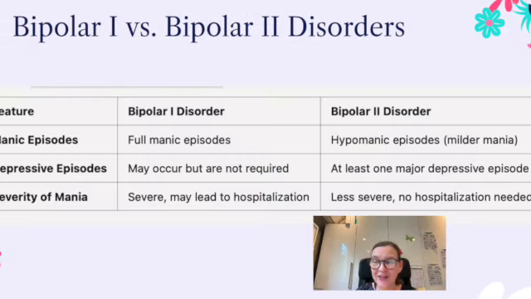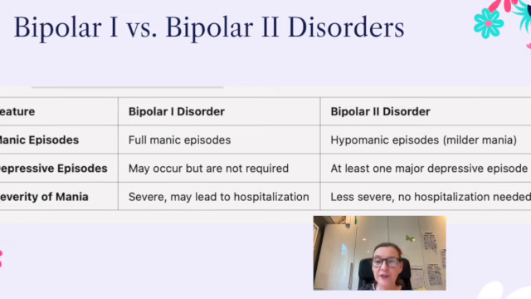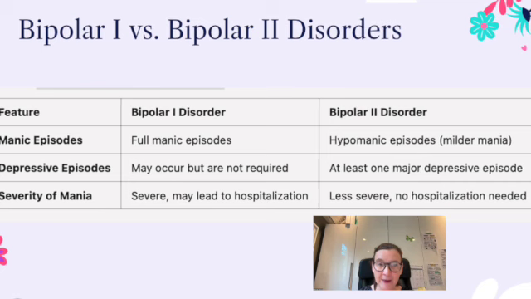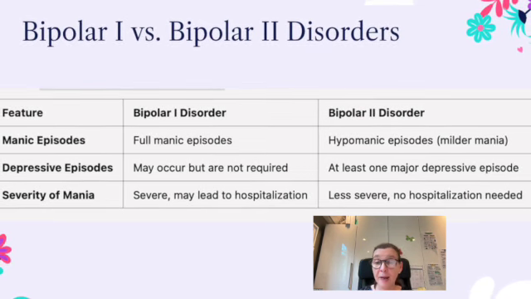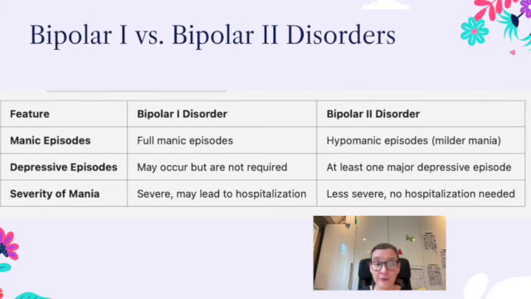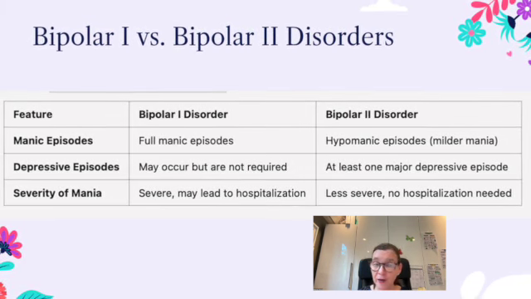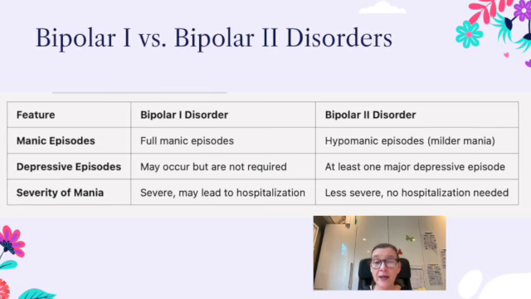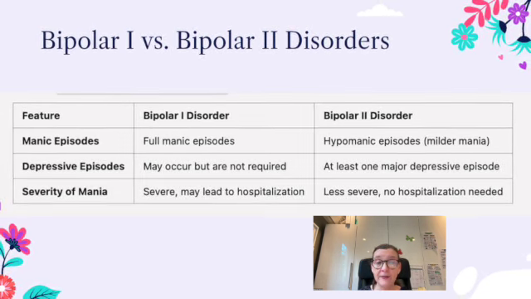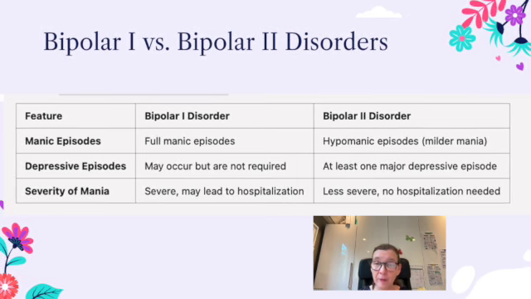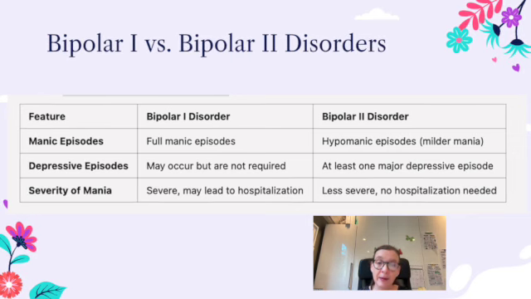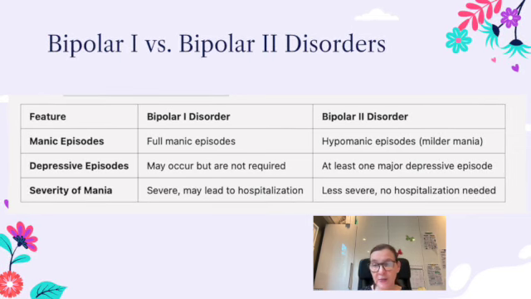So here's a little comparison chart just to help you understand the difference between bipolar 1 disorder and bipolar 2 disorder. The manic episodes in bipolar 1 are full manic episodes; in bipolar 2, hypomanic episodes, so they're milder. Depressive episodes may occur but are not required in bipolar 1, but in bipolar 2, at least one major depressive episode. And then the severity of the mania in bipolar 1 is severe, which may actually lead to hospitalization, and in bipolar 2, less severe, no hospitalization needed.